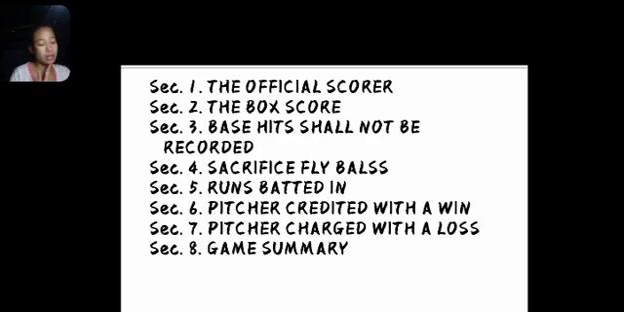And section 8, game summary. The summary shall list the following items in this order: the score by innings, the final score, runs batted in and home runs, 2-base hits, 3-base hits and home runs, sacrifices, double plays and players participating, triple plays, number of walks, number of batters, and number of hits, the name of the winning pitcher, the name of the losing pitcher, the time of the game, and the names of the umpires and scorer.